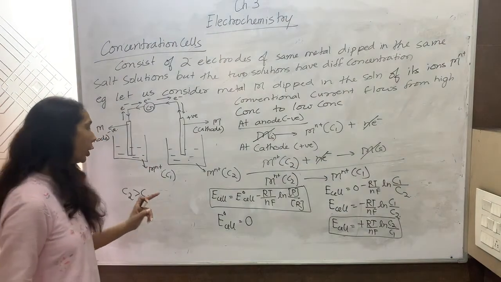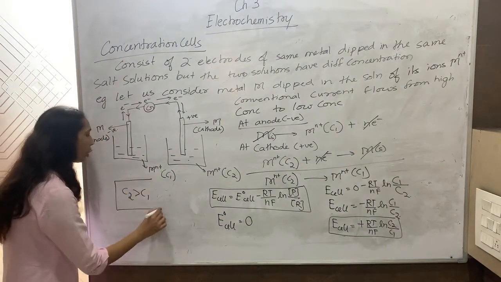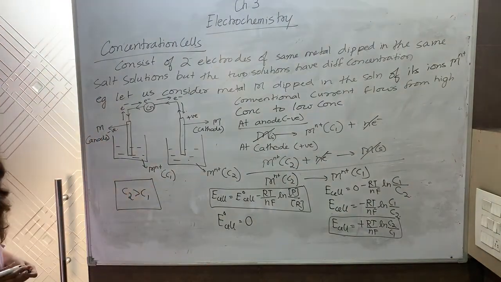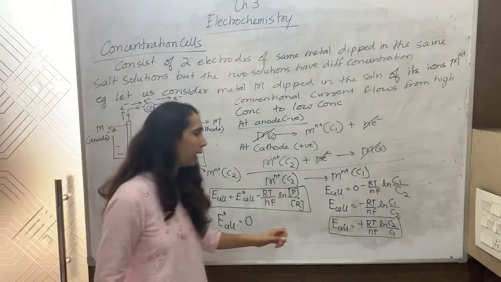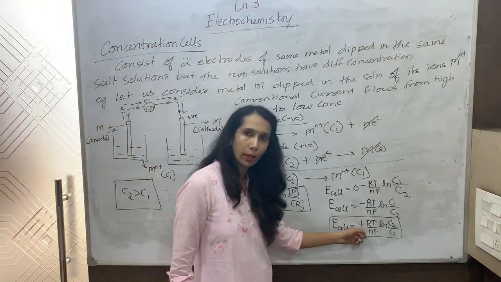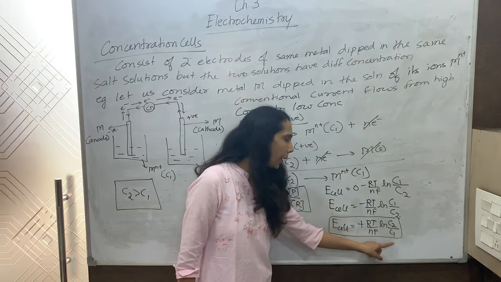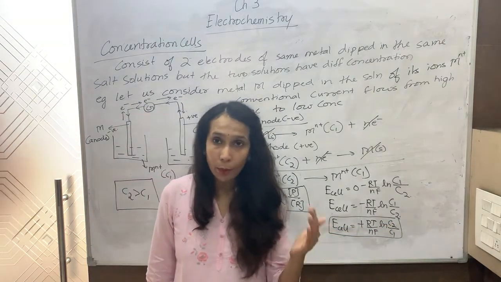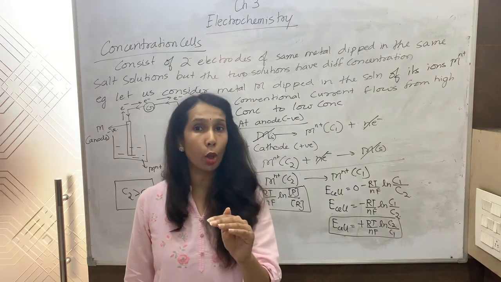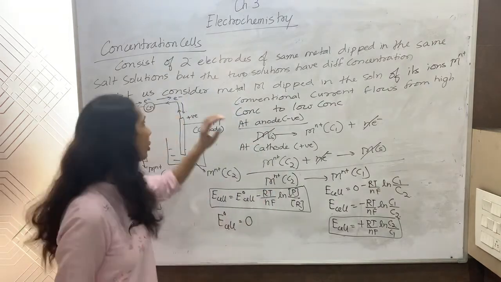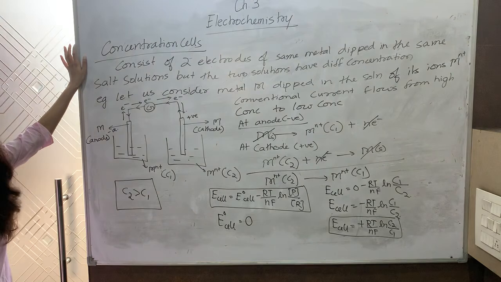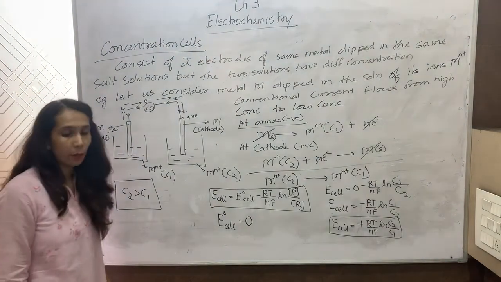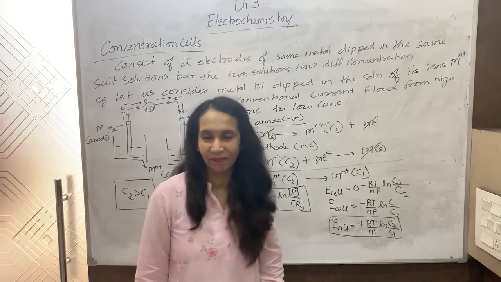And one thing that you have to remember here, C2 should always be greater than C1. So whenever you remember this formula with a positive sign, it is higher concentration upon lower concentration. Because the two electrodes are same, solutions are same, but the solutions have different concentration. That's why it is called concentration cells. With this, we finish this topic, concentration cells. Thank you.